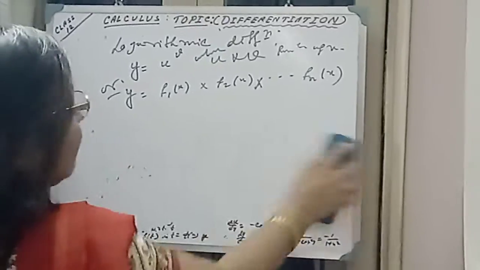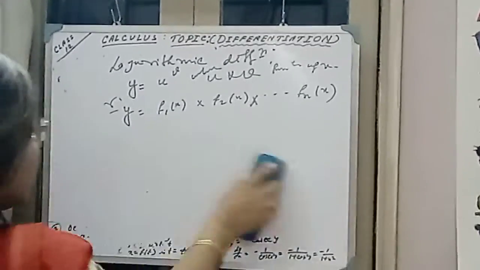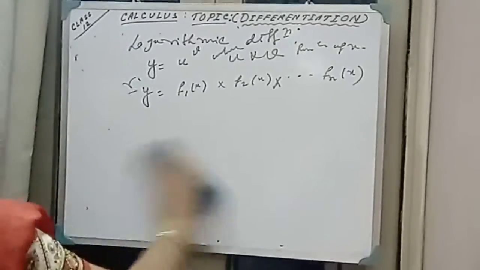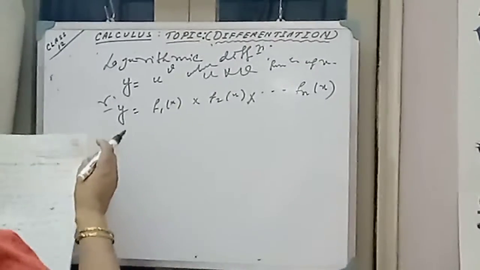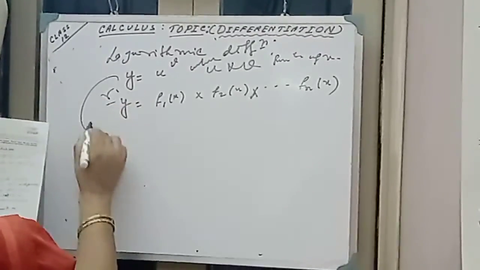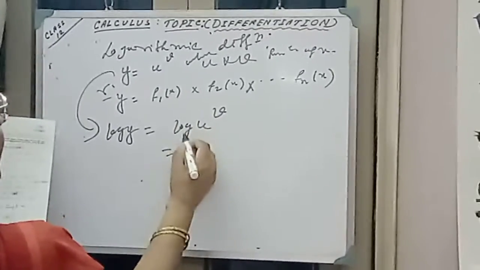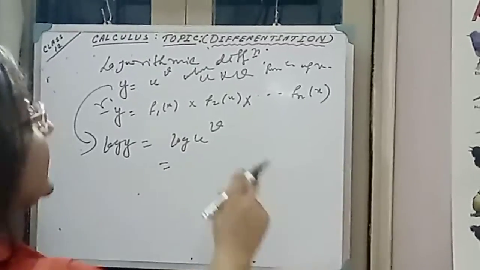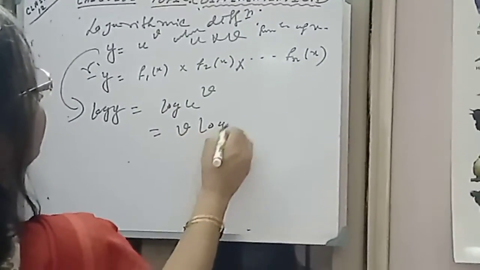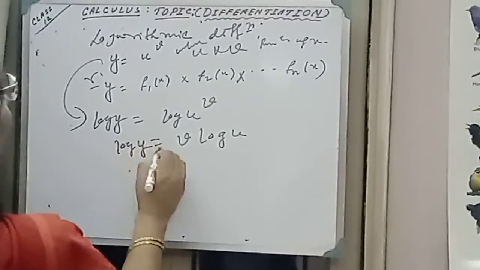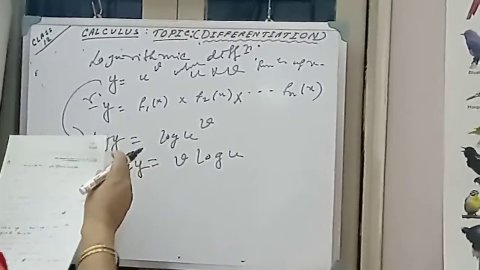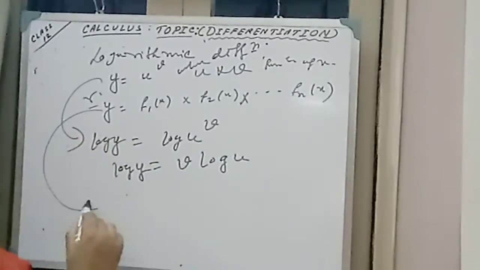What is the logarithmic form? We have to take logarithm to both sides. By taking logarithm to both the sides, what will we get? We can write log y is equal to log u to the power v. We know log a to the power m is m log a. Same formula we will use here. So v log u. So it is coming log y is equal to v log u. Then we have to just differentiate both the sides, then we will get dy/dx.